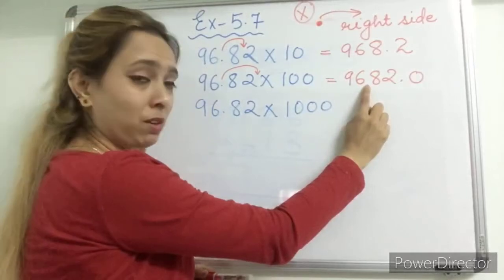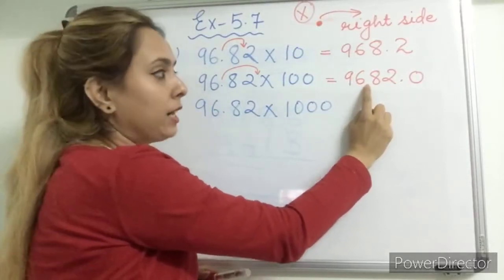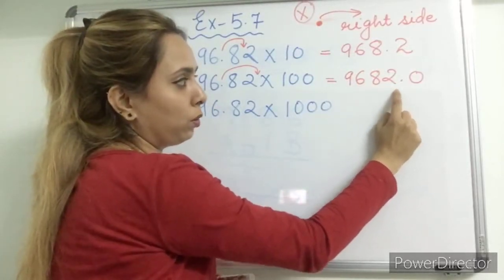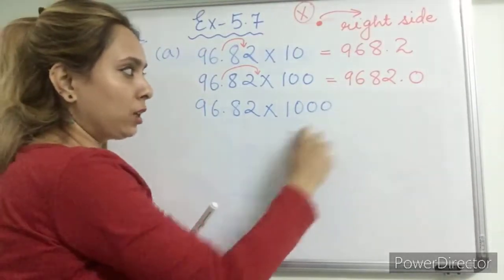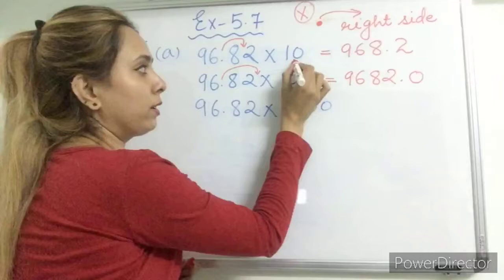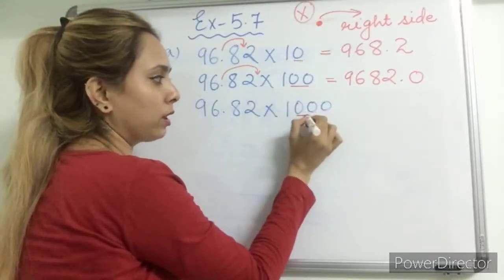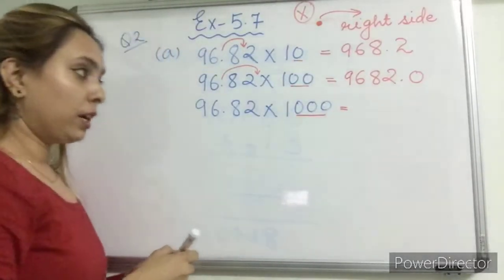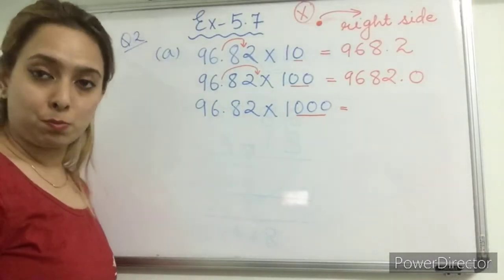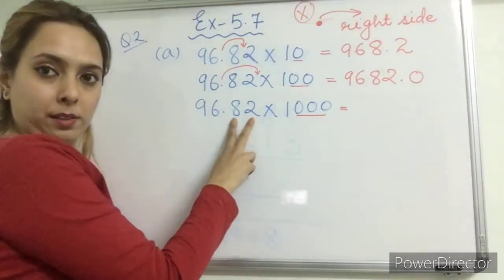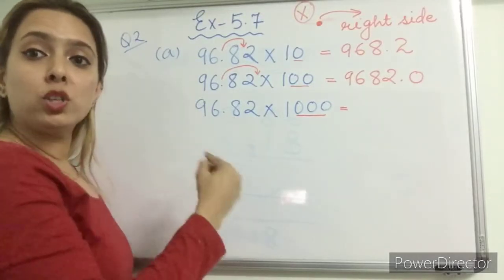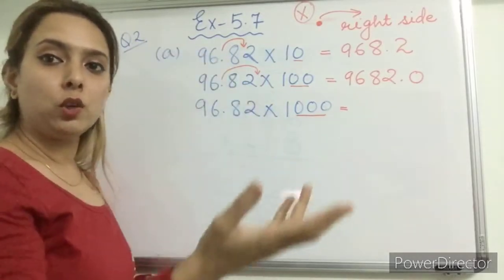In the question, the decimal was after this 6. Now it has shifted to after 2 numbers. So here again we are having 3 zeros. Here we are having 1 zero, 2 zeros, and now we are having 3 zeros. Now here the problem arises. We have only 2 numbers here, and we have to shift the decimal after 3 numbers.